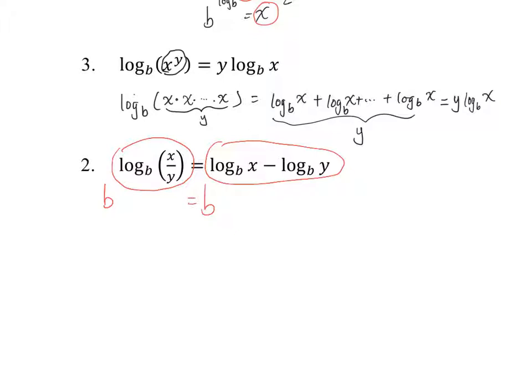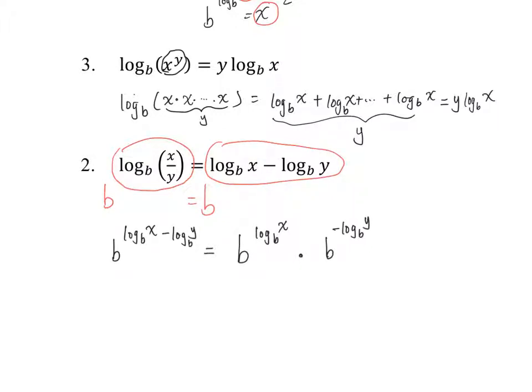Now, I'm going to start with this right hand side. So I'm going to say b to the log of x minus log of y equals, now this is equal to b raised to log b of x times b raised to negative log base b of y, right?